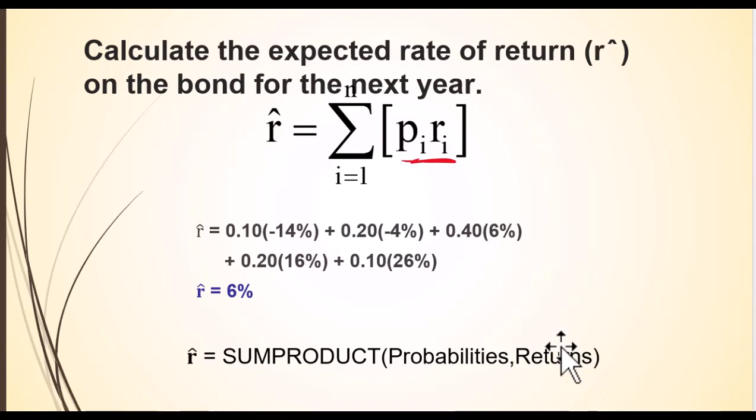Now we could do this in Excel with this formula. It's the sum product, probabilities, and returns. So if you had two columns, these are the probabilities, these are the returns. You highlight this, then a comma, then you highlight this, put the parentheses. That will calculate, and will multiply the probability times each return, then add them all up.